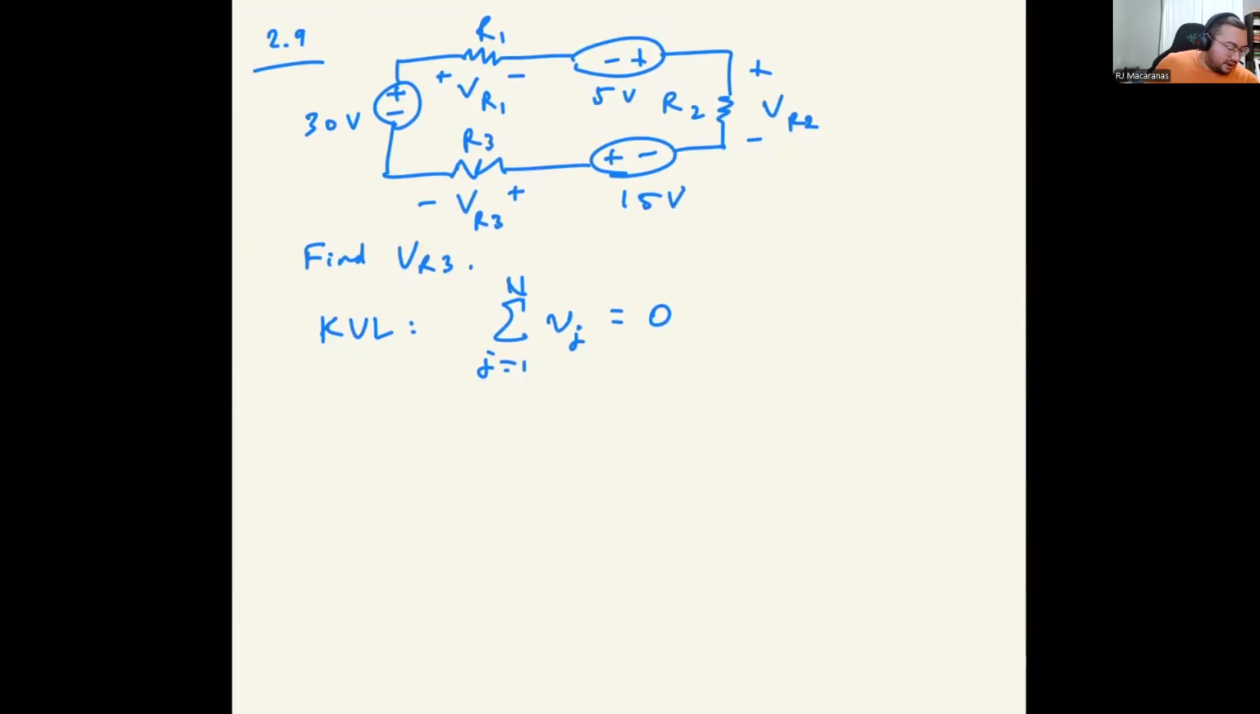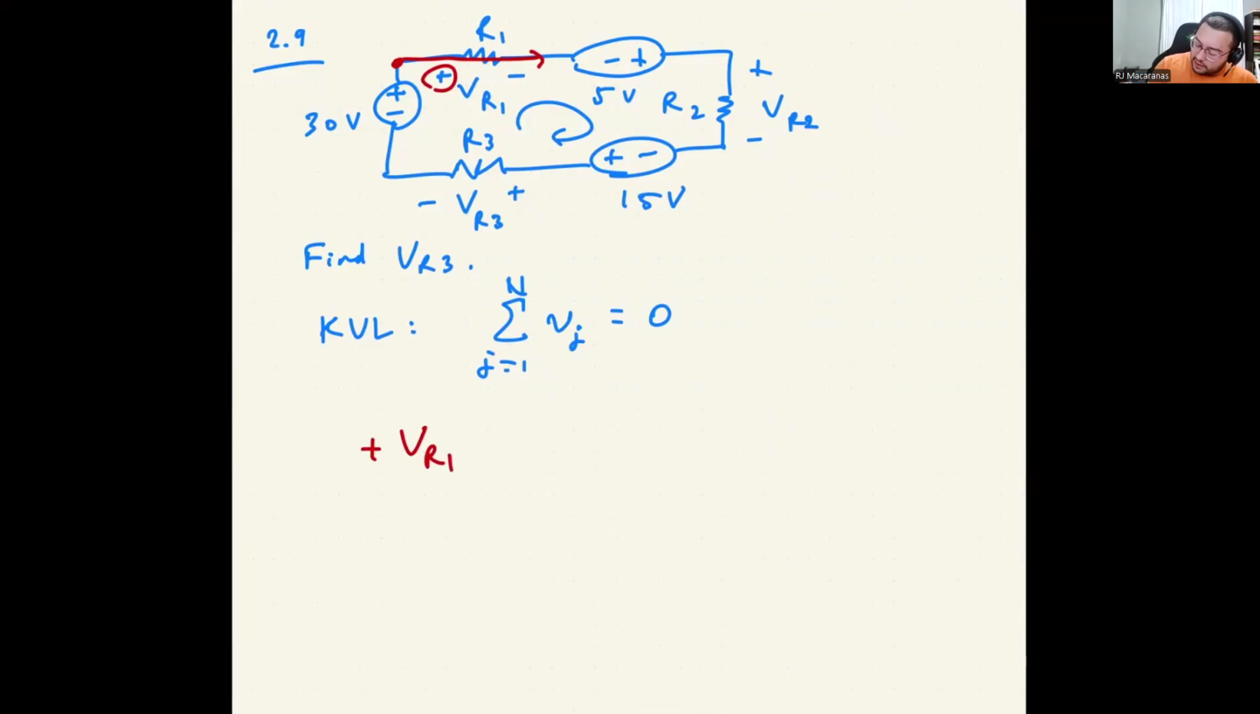In this case, it looks like they're using the convention where they're traversing, I want to say, in this direction. And it looks like every time they hit a positive sign while they're traversing, they're going to call that a positive voltage. So for example, if I start up here and I start traversing and I go through R1, I've hit this positive sign. So I have plus VR1.